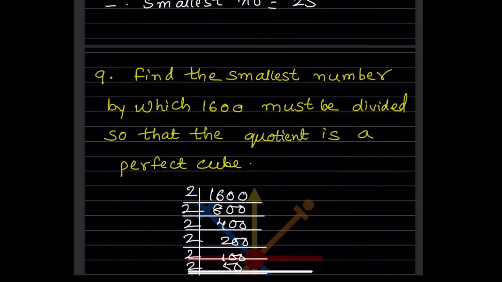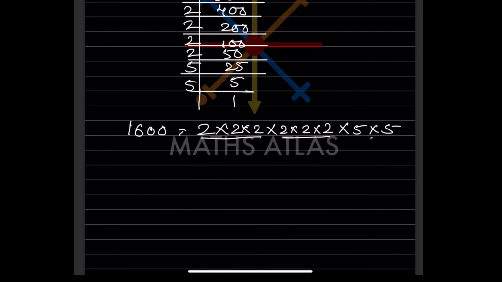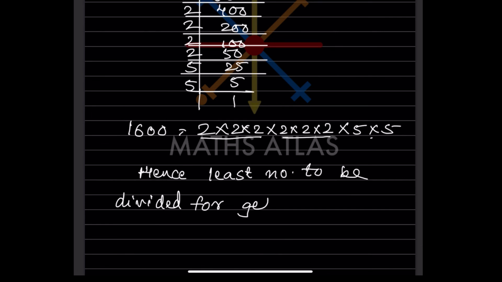So what did they say? By what it should be divided. For divided, we are left with 5 and 5. So we can say, hence the least number to be divided for getting a perfect square is what? That is 25. Because these are the extra ones. If you divide this by 25, you will get the least number.